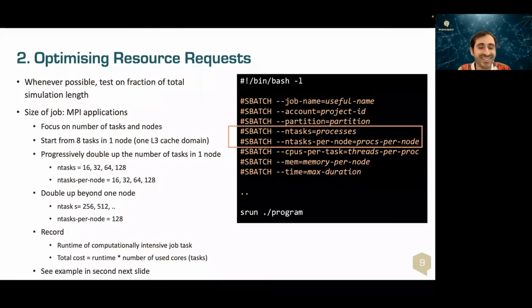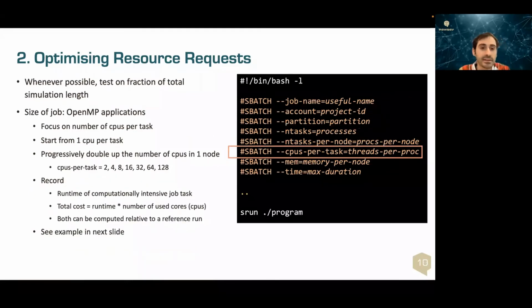What's the rationale here? Well, the rationale, there will be a nice graphical slide soon, is to record the runtime of the computationally intensive component of the job. So keep track of how much it takes with the various setups, and also keep track of the total cost, which means the runtime times the number of used cores. And we're going to see how to use this information soon.